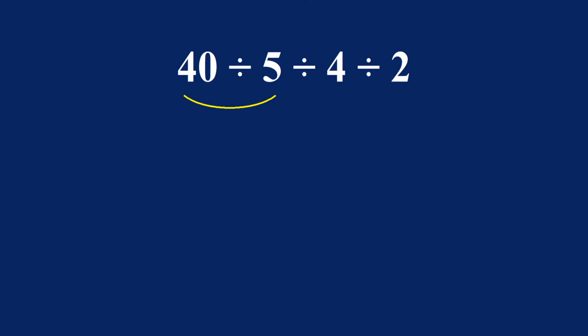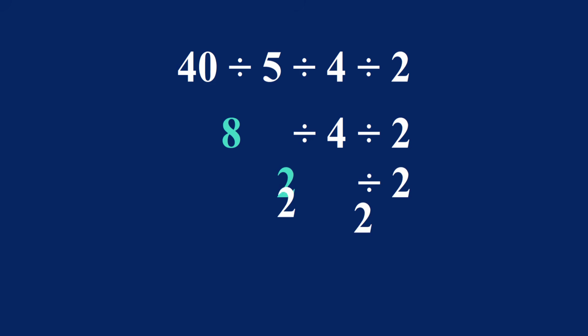40 divided by 5 gives us 8. So 8 divided by 4 divided by 2. And now we have to do this division. 8 divided by 4 is just 2. So 2 divided by 2 can be written as 2 over 2, which equals 1. This is our final answer to this problem.